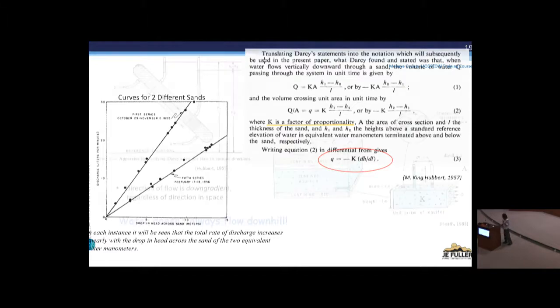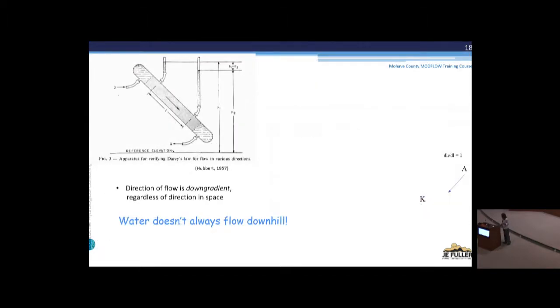Oops, wrong way. I don't know what I'm doing here. Okay.